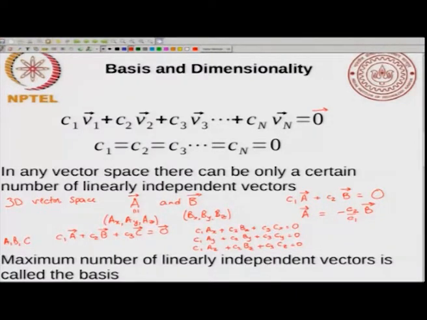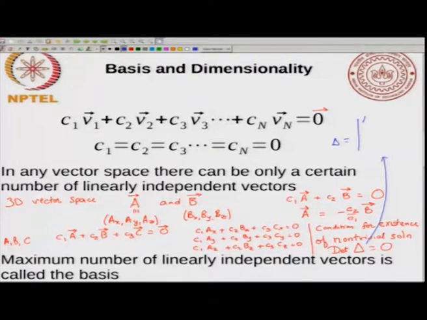Now, all these are satisfied for C1 equal to C2 equal to C3 equal to 0, but we want a non-trivial solution, a solution where C1, C2, C3 are not all 0. So, the condition for existence of a non-trivial solution, and this you might be familiar with, is that the determinant involving Ax, Bx, Cx, Ay, By, Cy, Az, Bz, Cz should be equal to 0. I will just write determinant of delta equal to 0, and what is this delta?